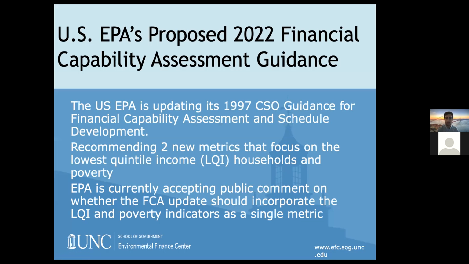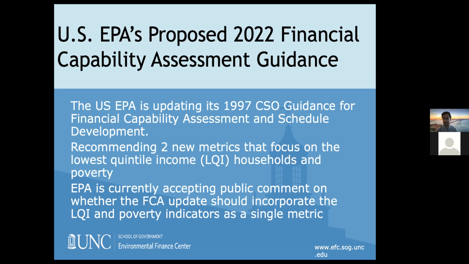And next page. As I said earlier, I wanted to comment on US EPA's proposed 2022 Financial Capability Assessment Guidance. The US EPA is updating its 1997 CSO guidance for the financial capability assessment. They're going to be evaluating impact to the household and then the community using 4 different metrics to determine financial capability. 2 of the metrics are old ones from the 1997 guidance, and they're recommending 2 new metrics as well that include a lowest quintile income and a poverty indicator.